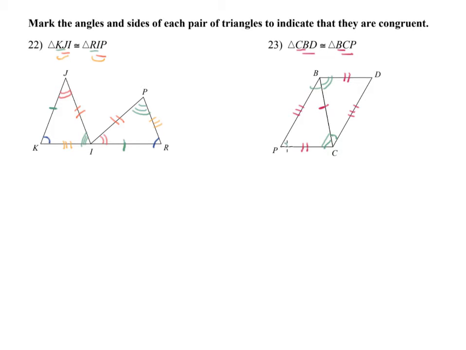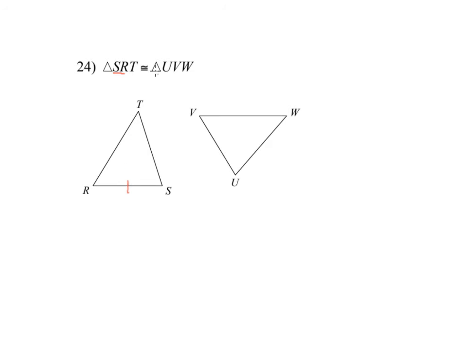And for number 23, here are the three angles and the three sides that are congruent to each other. 24, our last one in this section, we're going to do the same thing. We're going to mark all the sides that are congruent to each other and then all the angles.